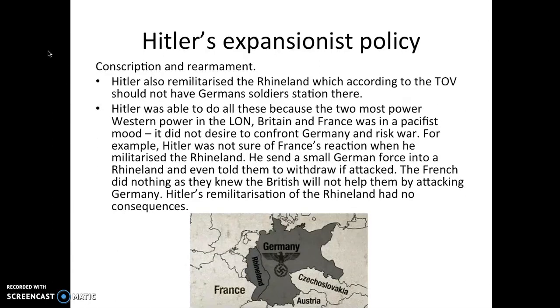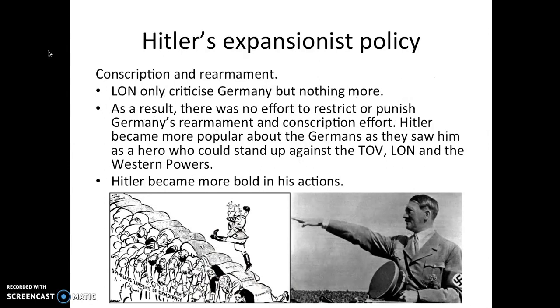He also remilitarized the Rhineland. That is against the TOV and against the Locarno Treaty which Germany had signed after the TOV. He did it very cautiously. He was very cautious and afraid that France would retaliate. He told his army to be careful and to withdraw if there was any military response by France. However, there wasn't any response, and that made Hitler more bold in his plans. So the LN only criticizes Germany, but nothing more.